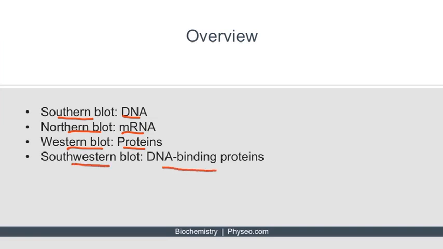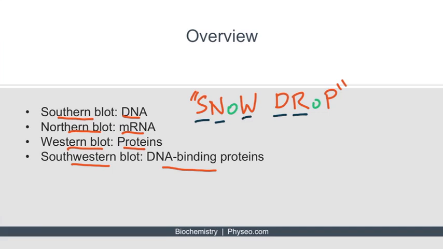Some students keep this straight by using the mnemonic snowdrop. The S in snow represents a southern blot, and this corresponds with the D in drop for DNA. The N represents a northern blot and corresponds with the R for RNA. The W represents a western blot and corresponds with the P for proteins.